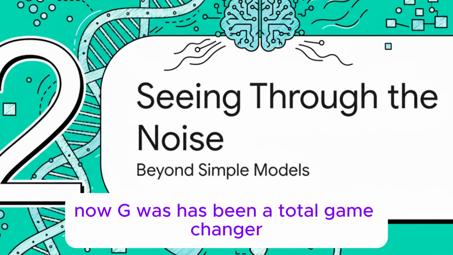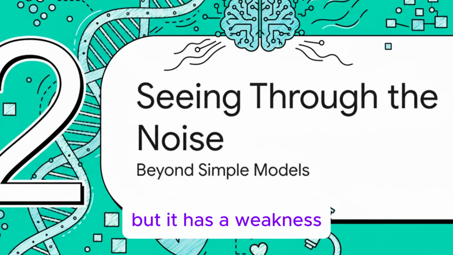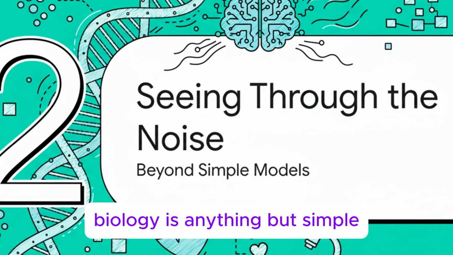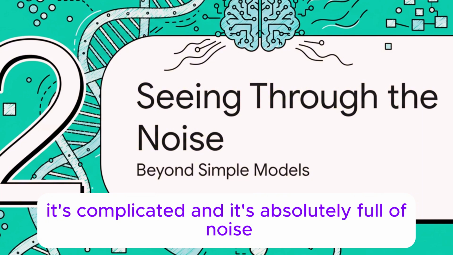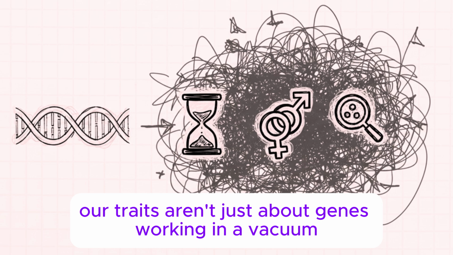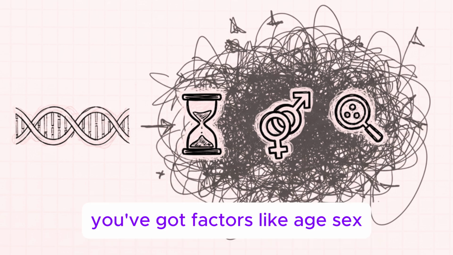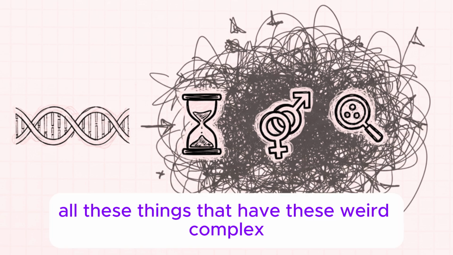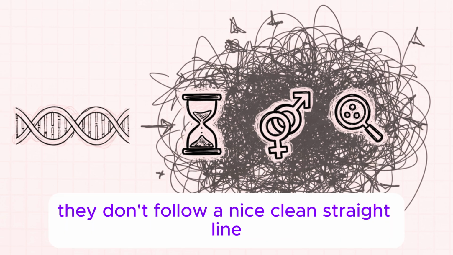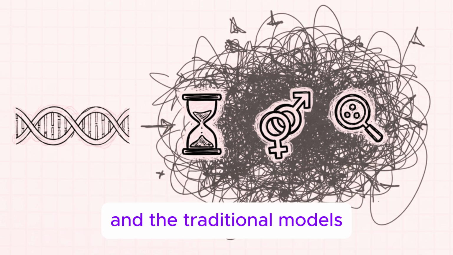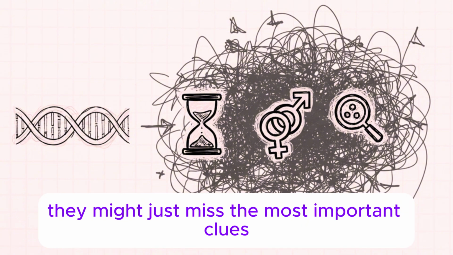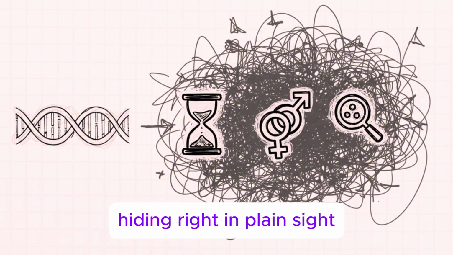Now, GWAS has been a total game changer, but it has a weakness. It tends to like things simple. And, well, biology is anything but simple. It's messy, it's complicated, and it's absolutely full of noise. See, here's the thing. Our traits aren't just about genes working in a vacuum. You've got factors like age, sex, all these things that have these weird, complex, non-linear effects. They don't follow a nice, clean, straight line. And the traditional models can get totally tripped up by all this biological noise. They might just miss the most important clues hiding right in plain sight.